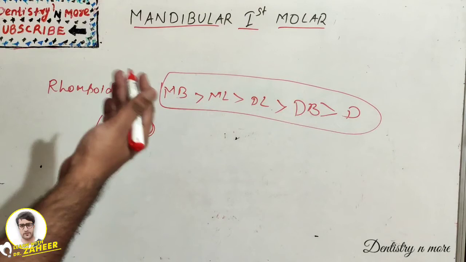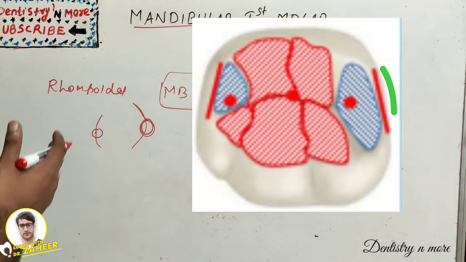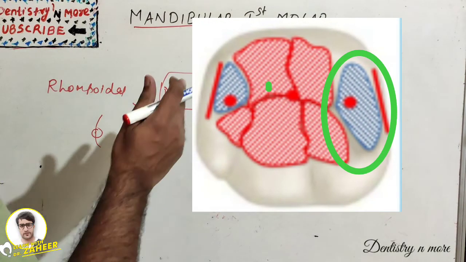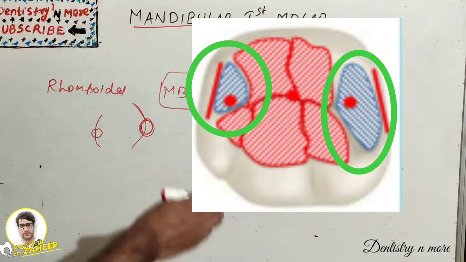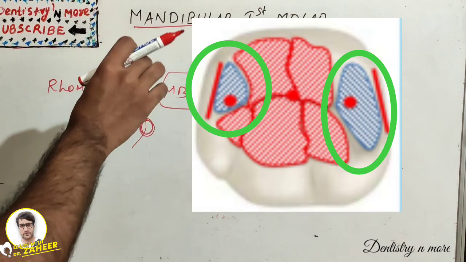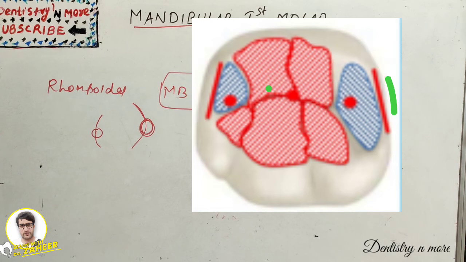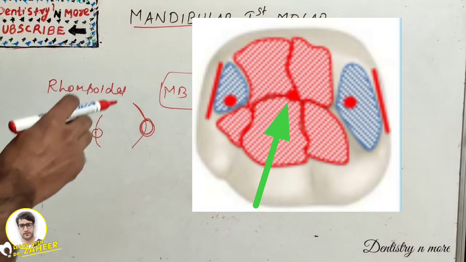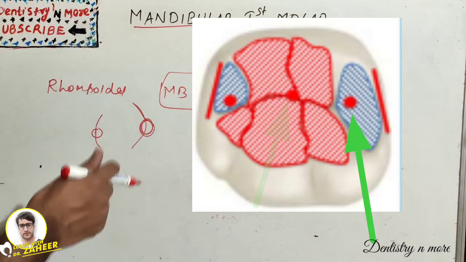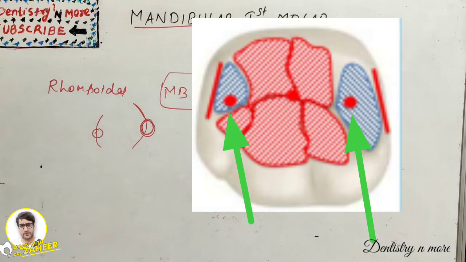Then the mesial triangular fossa is distal to the mesial marginal ridge. The distal triangular fossa is mesial to the distal marginal ridge. And there are 3 pits, the dots you can see: a central pit in the center of the central fossa, the mesial pit in the mesial triangular fossa, and the distal pit in the distal triangular fossa.